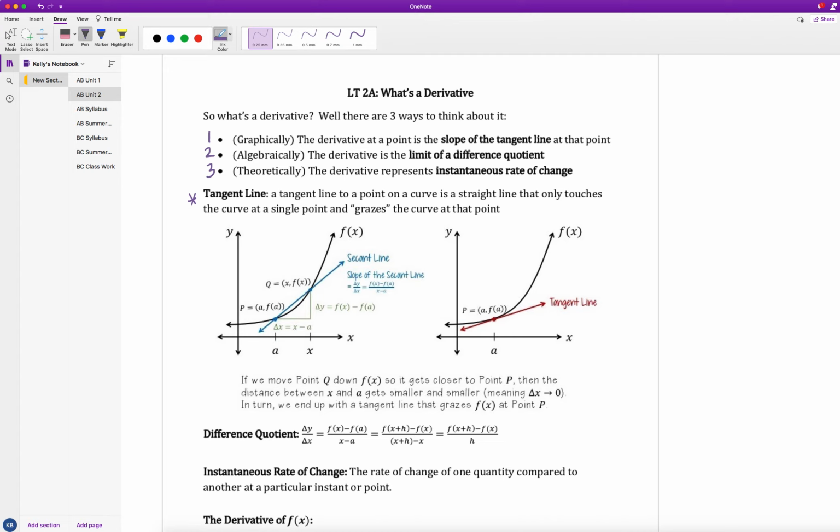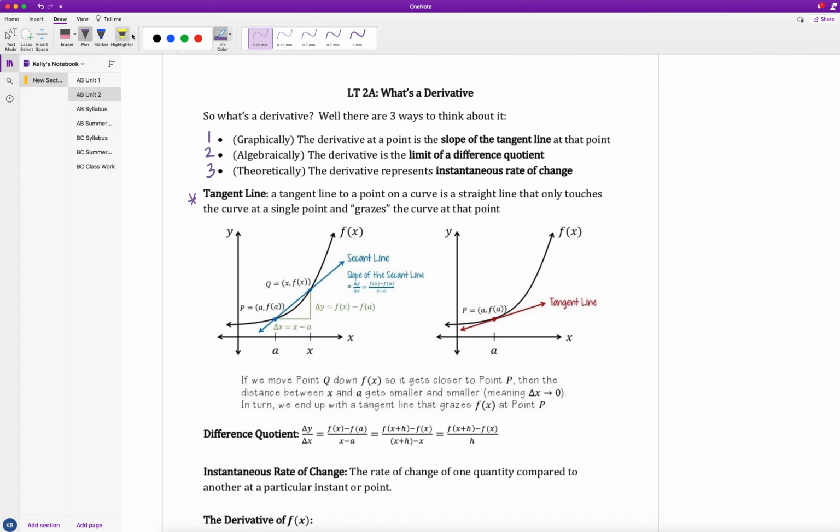Now, all three of these are helpful depending on what type of problem and what kind of scenario we are given. We're going to start with the graphical approach and talk about what a tangent line is. A tangent line to a point on a curve is a straight line that only touches the curve at a single point and grazes the curve at that point. Down below here we have two graphs. The graph on the left is not a tangent line, it's a secant line, but the graph on the right is what a tangent line looks like.